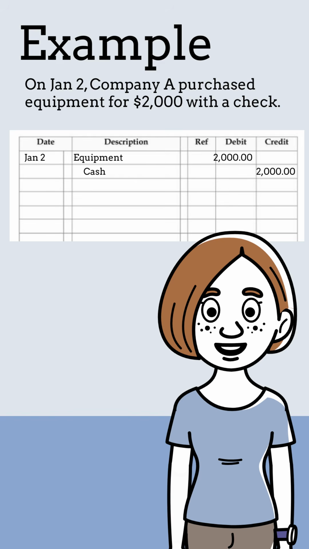On January 2nd, Company A purchased equipment for $2,000 with a credit. When we analyzed this transaction, we determined that we need to debit equipment and credit cash for $2,000. Then, we journalized that transaction in the general journal. Now, we are ready to post the general journal.